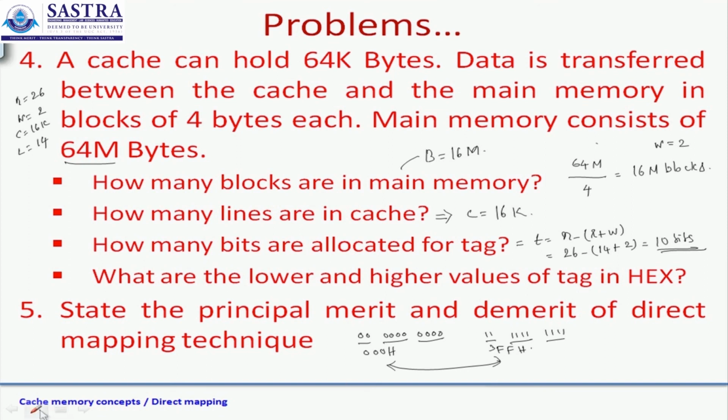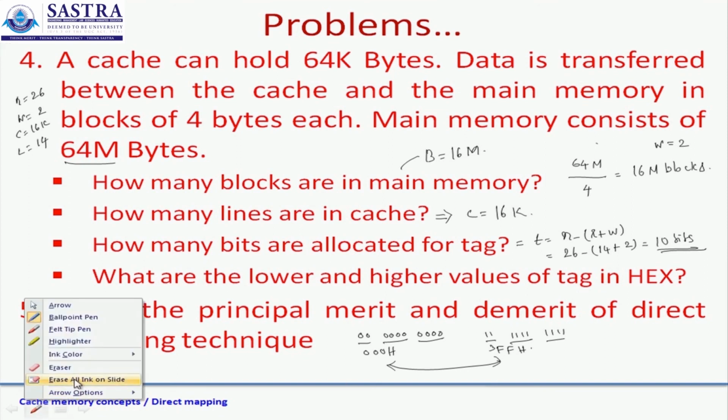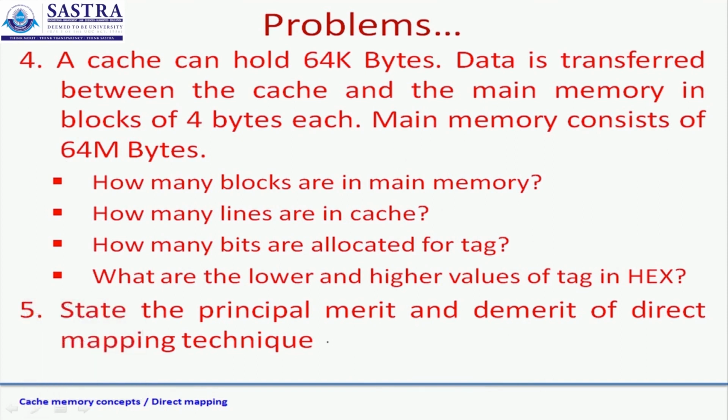Right. Now we have solved some 4 problems. Let's see the last topic of cache. State the principal merit and demerit of direct mapping technique. Principal merit we can get it from this one.